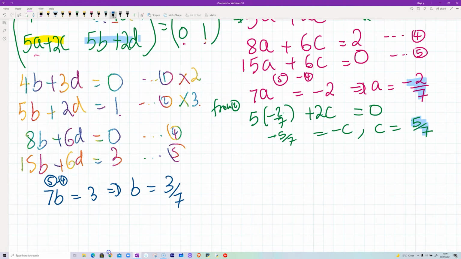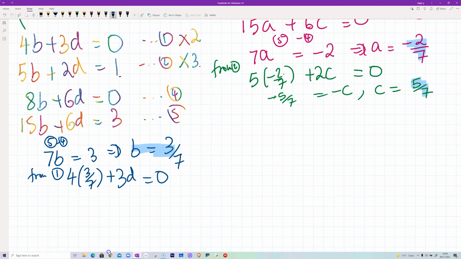Let's mark that as our third number. Now let's go ahead and find D. I'm going to use equation 1. From 1, I have 4 times 3/7 plus 3D equal to 0. If you divide by 3 throughout, you're left with 4/7 plus D equal to 0. So therefore D is equal to -4/7. That's our fourth number that we need.